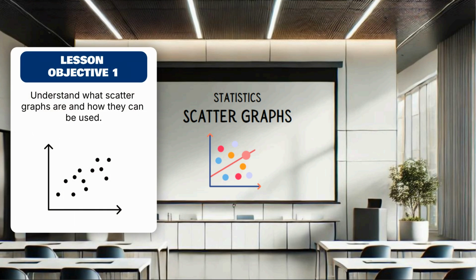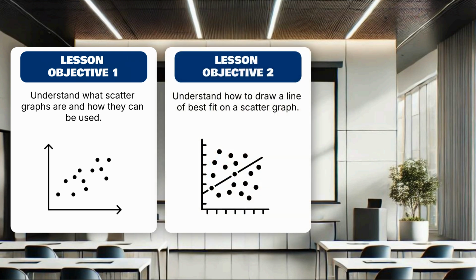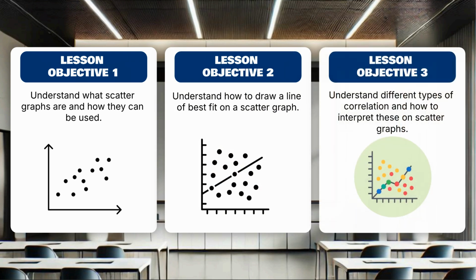We'll start by discussing scatter graphs and how they can be used to represent paired data. Next, we will explore how to draw a line of best fit through the data points on a scatter graph. Finally, we'll learn how to interpret the correlation shown by the scatter graph, distinguishing between different types of correlation.